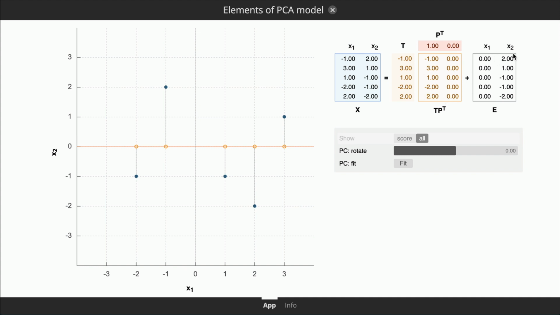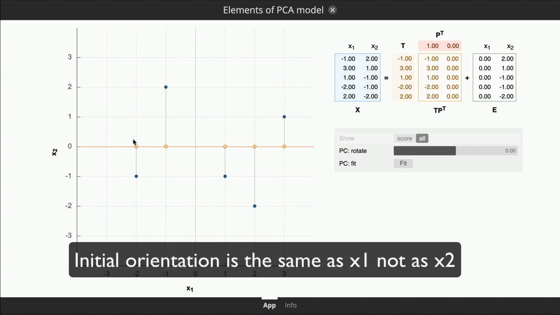And this matrix gives you the difference between the original coordinates and the orange ones. For example, in my orange matrix, all coordinates for x1 are identical to the original ones, and all coordinates for x2 are equal to 0. Therefore, the difference for x1 is 0, and the difference for x2 is the same as the original. Why? Because my initial orientation of the latent variable is exactly x2. So my principal component 1 is the same as x2, and that's why we have this result.